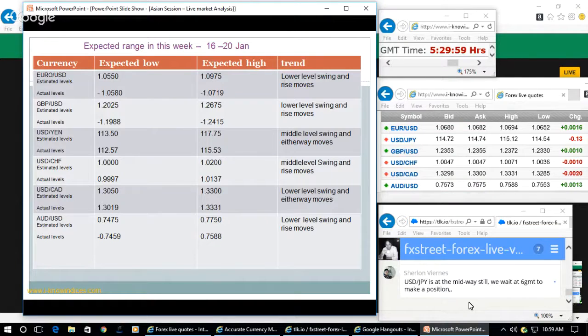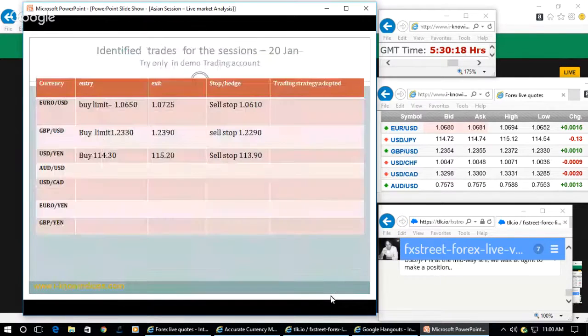USD is at the midway. Still we wait for 6 GMT to make a decision. Yes. Always they make the moves in the majors during the early and the late sessions. Wait for 6 GMT, the 6 to 7:30 GMT move, and then try to take the positions. These are all the recommended trades.